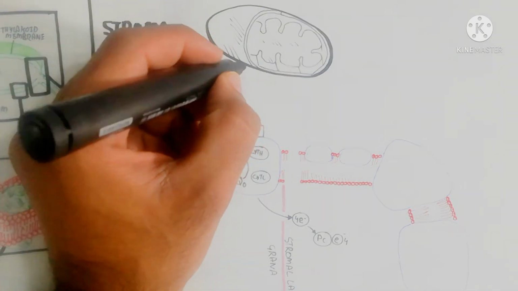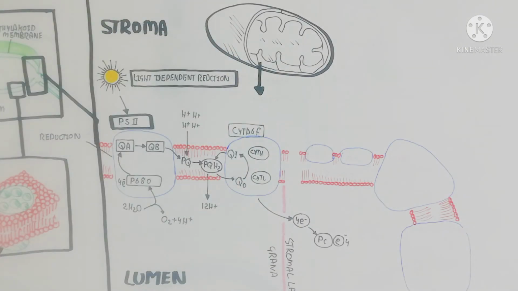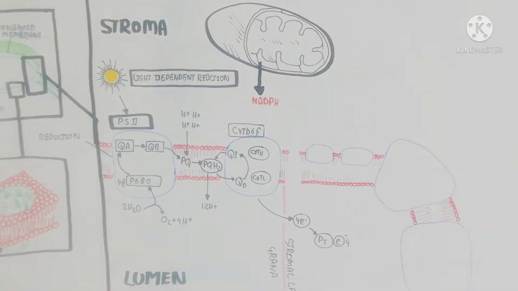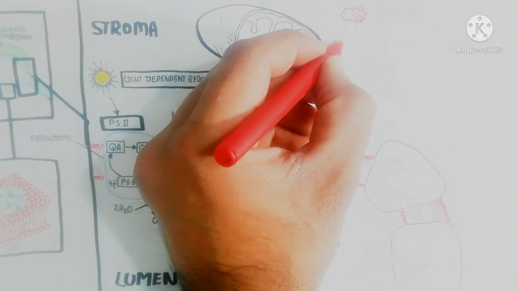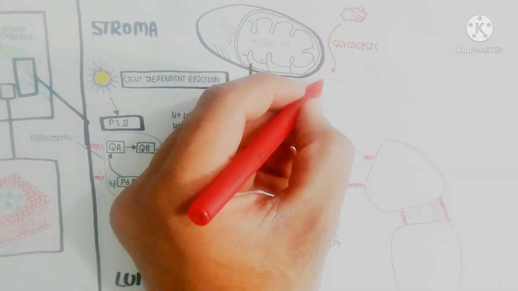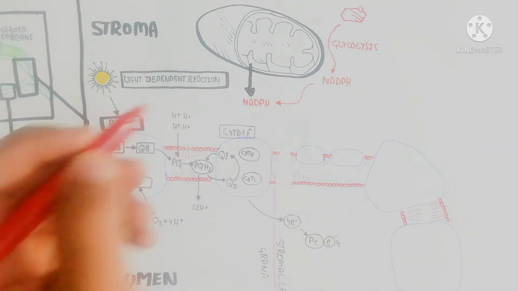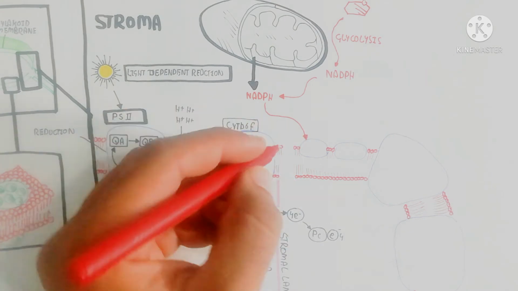So after releasing the 4 electrons, it picks up electrons again. In this way they again pick up the electrons to shift toward the plastocyanin, and the plastocyanin will be reduced by the 4 electrons.